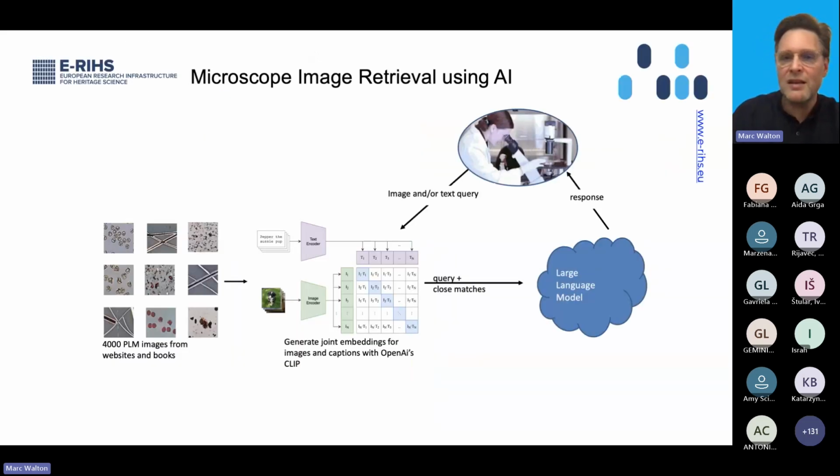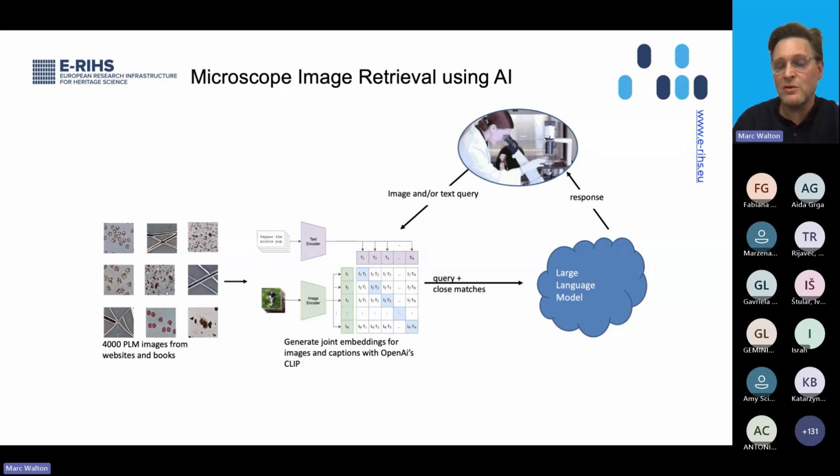And the reason behind this is the other part of this project where we're trying to use AI to be able to retrieve these microscopic images in a real way. So we're doing it in two fashions. One is we're creating these synthetic data sets that I just described to you, but we're also scraping the web for all the PLM and microscopic images associated with cultural heritage projects that we could lay our hands on. So far, we have 4,000 of these that we've taken from websites and books.